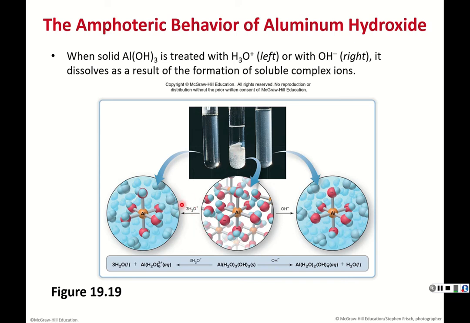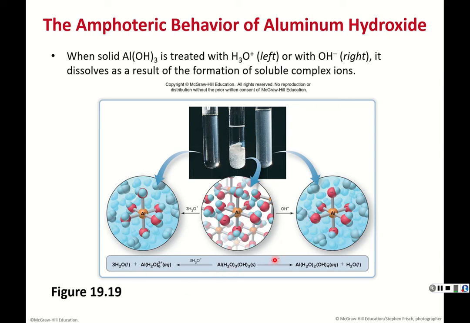So if you add acid to this, what's happening? What you're doing here is this acid is going to be reacting with the OH minus anions that are in this solid, and then pulling that aluminum out, and it's going to be coordinated with 6 waters now around that metal. Okay, so that solubilizes it.